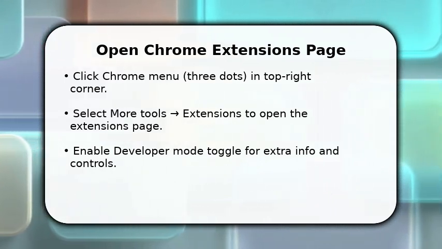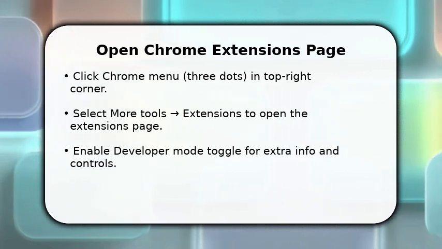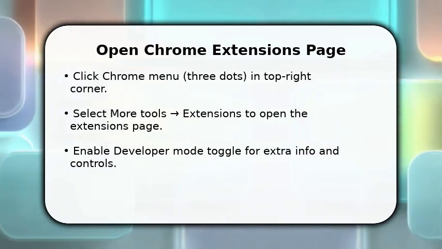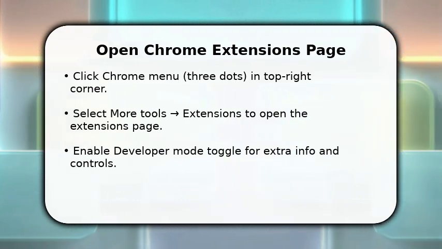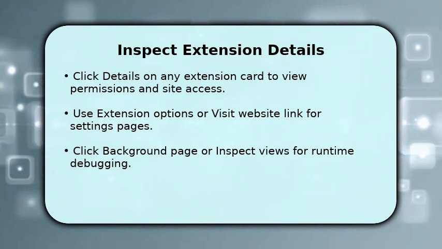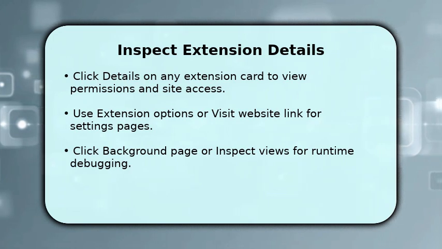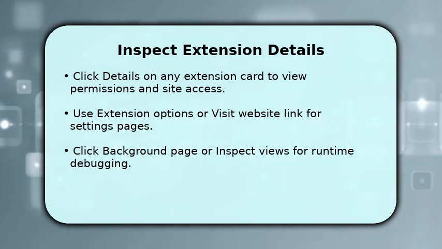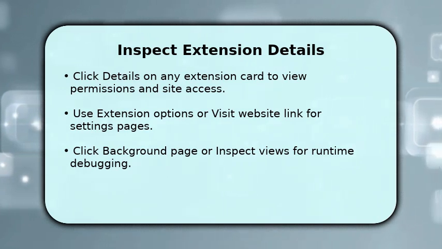This first step gets you immediate visibility and the controls you'll need for deeper inspection, so don't skip enabling Developer Mode now. Now inspect the details of a specific extension. Click Details on its card to see permissions, site access, and allowed protocols. Once done, use the extension options or the Visit Website link to open its settings and tweak behavior. This explains why it appears on certain sites.